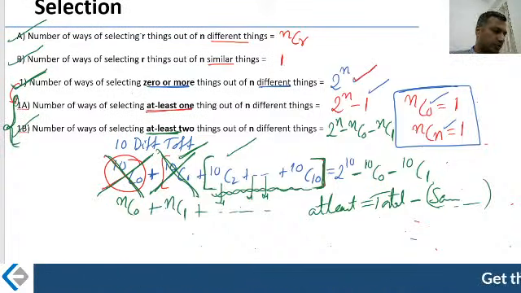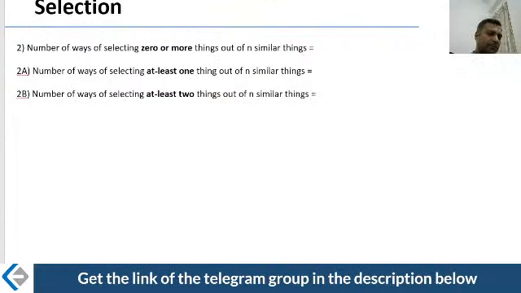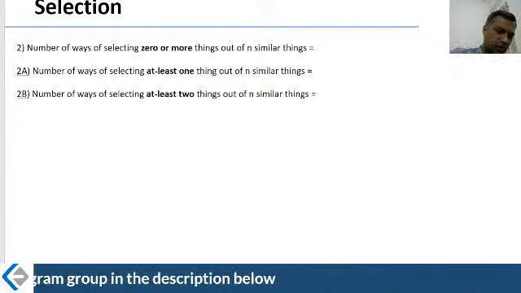Good. Let's go further. I hope this is clear to you. I'm giving a background to this. The number of ways of selecting 0 or more things out of n similar things. This we already did, 1 way.